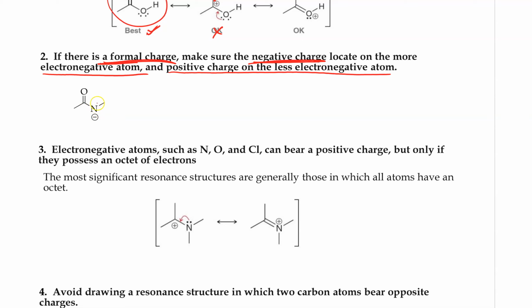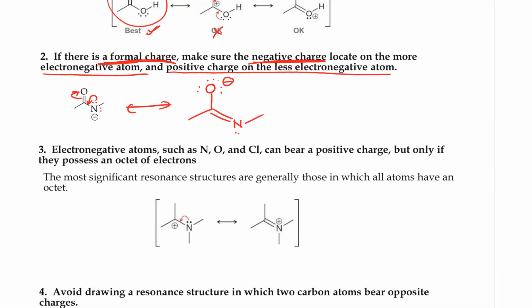One way we can draw a resonance structure is, again, this nitrogen has 2 lone pairs of electrons, and we'll be able to draw the other resonance structure, and it will be as follows. We'll be producing a double bond between this and the oxygen will now be negative.